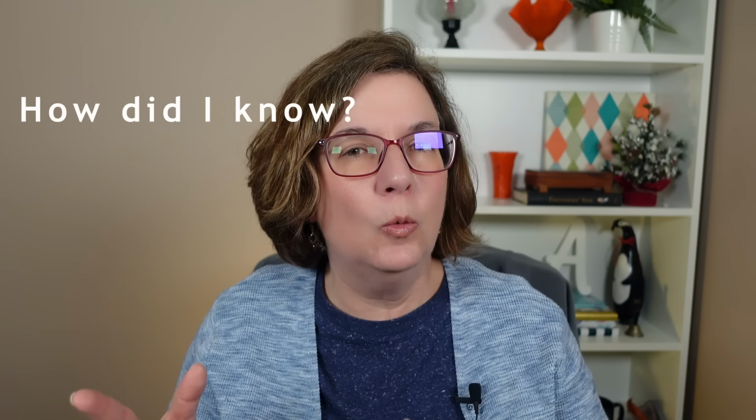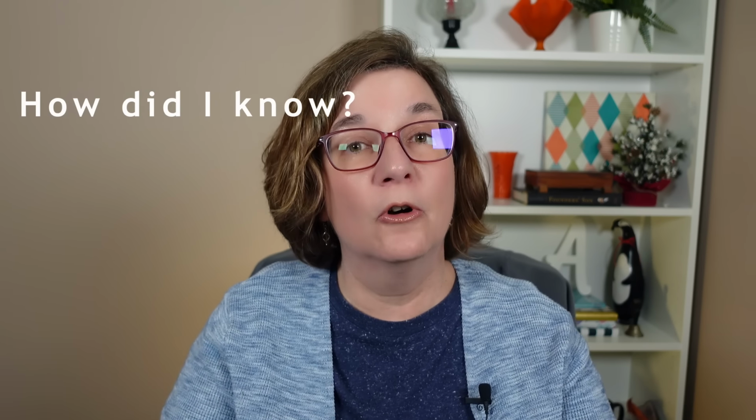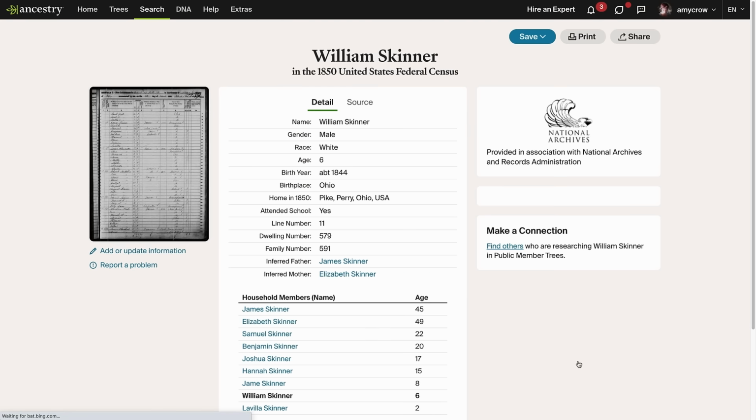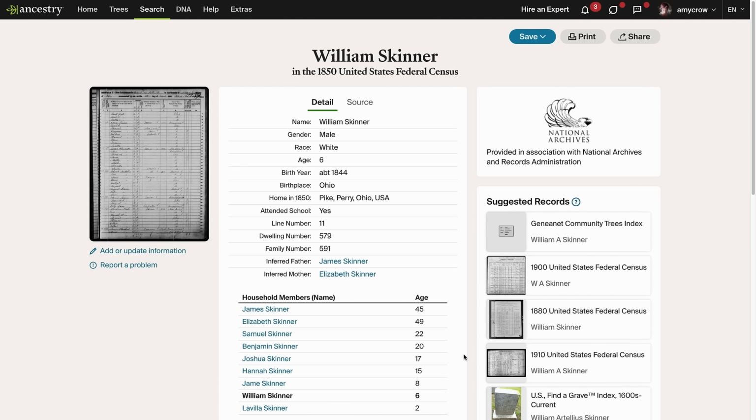All right, so as we've seen, it's kind of a mixed bag on those suggested records for this William Skinner that's showing up on his 1910 federal census. But how did I know which of those suggested records were for my William Skinner and which ones weren't? It's a matter of going into each specific record and comparing the information that's on that record to what you already know. It's why it's so important that as you're exploring your family tree, you don't jump around a whole lot. You really try to learn as much as you can about a person.